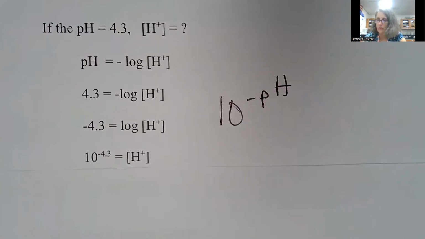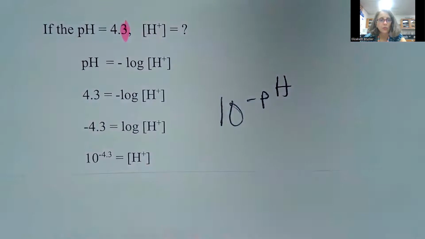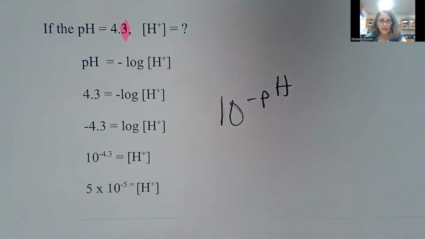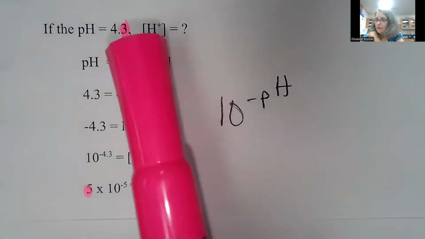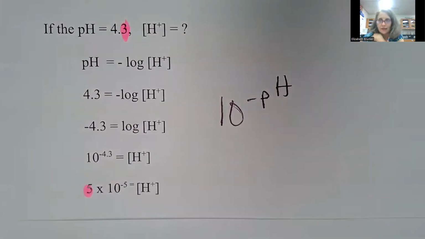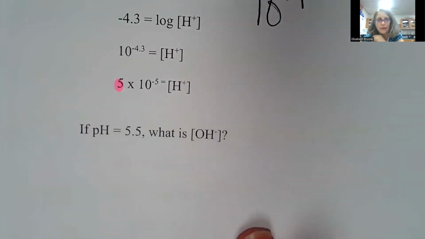Now, this one is always the goofy one. I only have 1 sig fig here because of the 4.3. So that means my final answer can only have 1 sig fig. Now, if you wrote down 5.0, I'd probably give it to you. Times 10 to the negative 5th, don't forget that. That's very important. Again, these are very tiny numbers. But if you have 1 digit after the decimal, your final answer should only have 1 digit as well. All right, so again, 10 to the negative pH is how you go backwards.